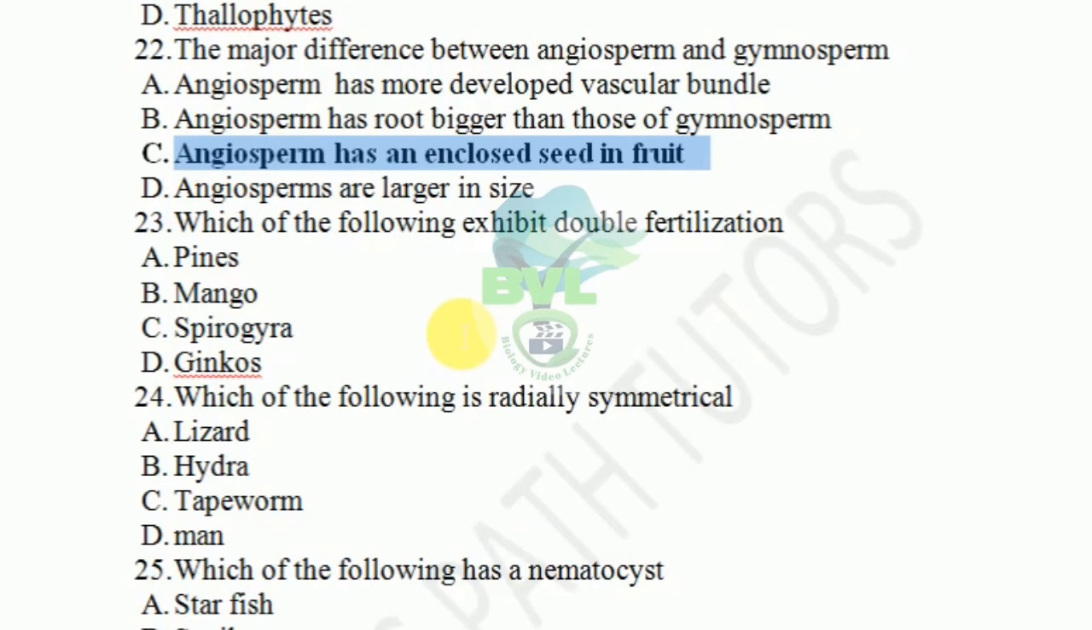Which of the following exhibits double fertilization? Yes. Pine is an example of gymnosperm. Mango, angiosperm. Spirogyra, example of a thallophyte. Ginkgo is an example of gymnosperm. So it is angiosperms that carry out double fertilization. That's why we have mango as the answer.